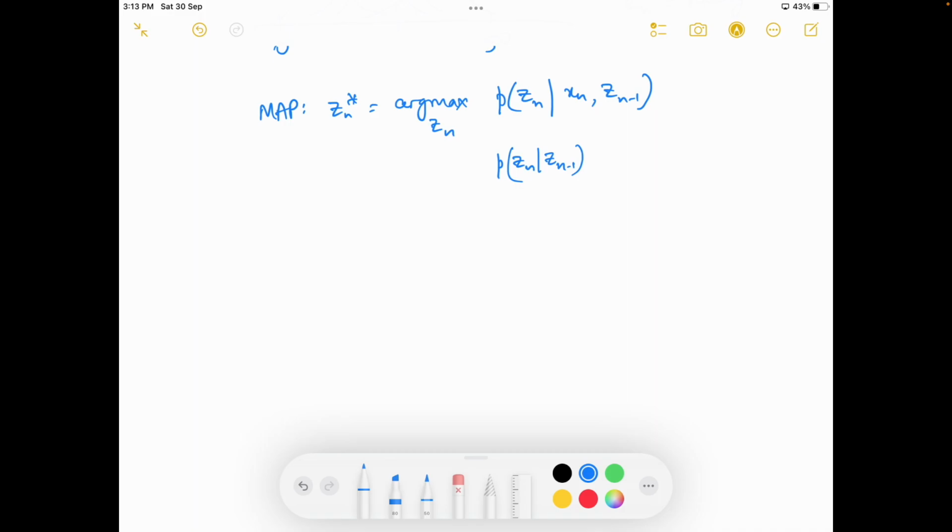Why? Doesn't feel right. You have to use Bayes rule because Xn is... No, first tell me why this is not right. Observed Xn is not independent of Zn. Yeah, Zn is not independent of Xn given Zn minus 1.